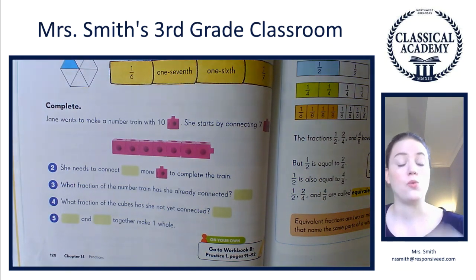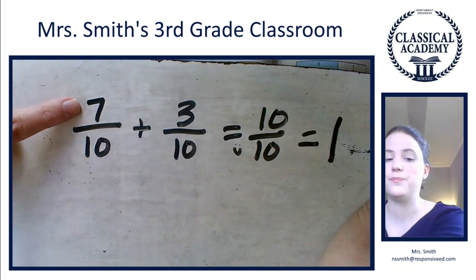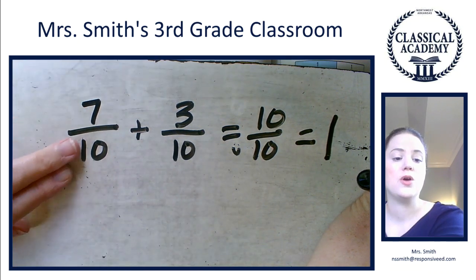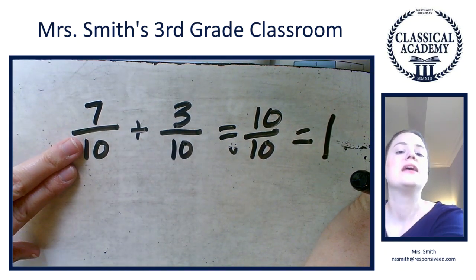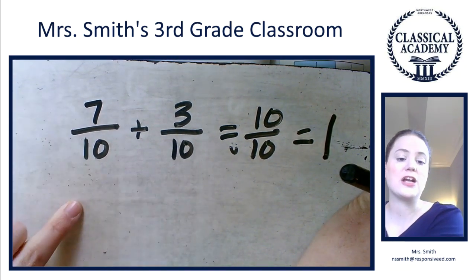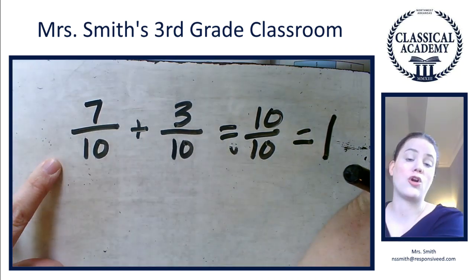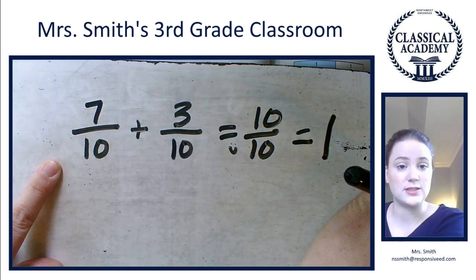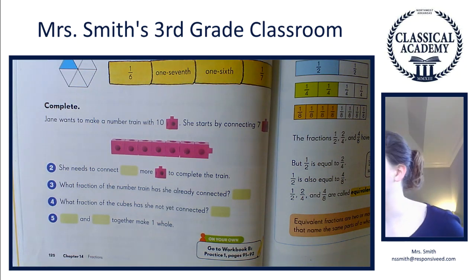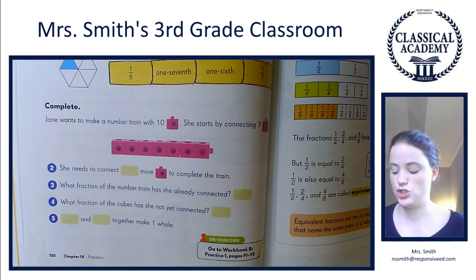All right, in review, what do we call the top number? The numerator. What do we call the bottom number? The denominator, right? Fractions with the same denominator are called like fractions. Very good. Don't forget to do workbook pages 91 and 92 in your workbook.